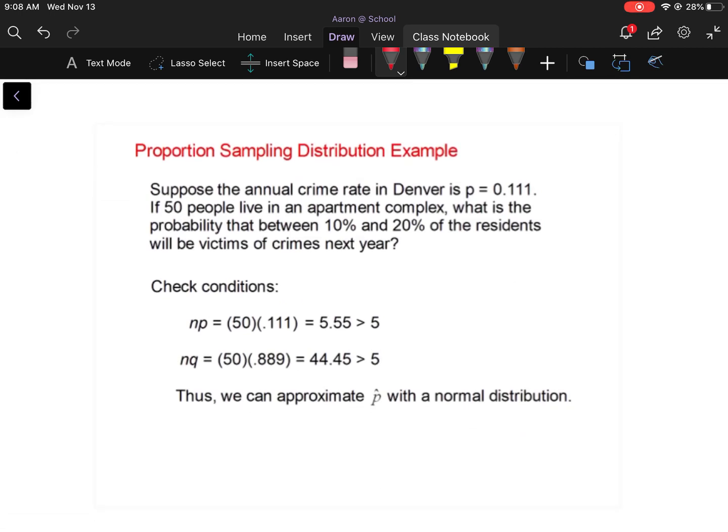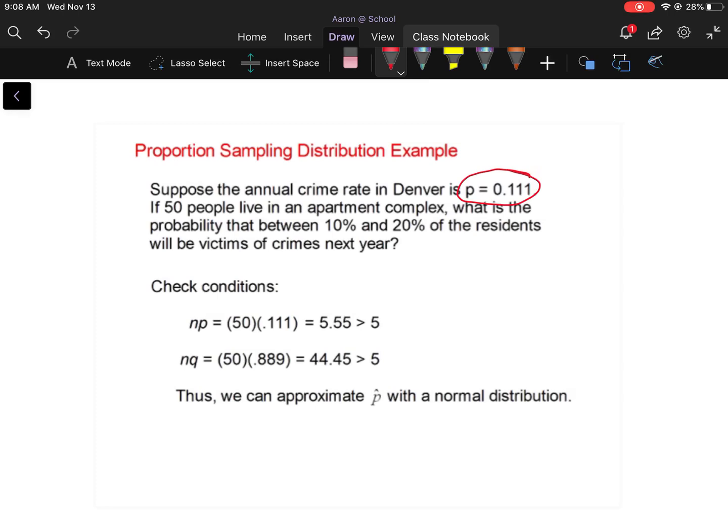So here we go. Proportional sampling distribution. So it's kind of strange. It's basically finding the probability of a probability occurring. So suppose that the annual crime rate for Denver is P equals 0.111. So there's the population crime rate for Denver. But we're trying to figure out that if I had 50 people, what is the probability that between 10% and 20% of the residents will fall victim to a crime?